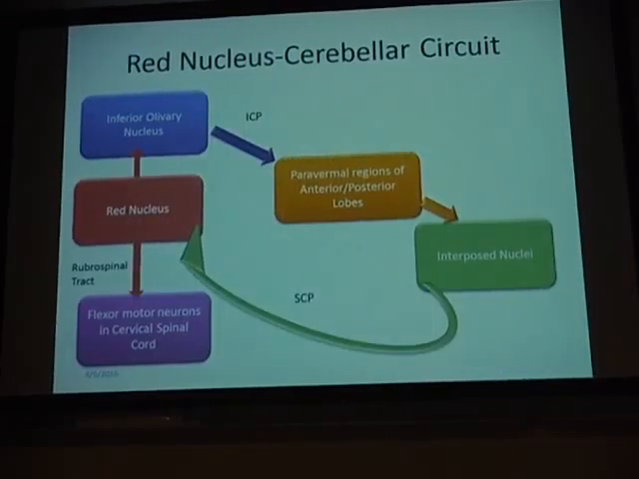So here it is. Sorry, this pathway starts at the red nucleus. That's my fault. The red nucleus projects to the inferior olivary nucleus. Information travels through the ICP to the paravermal regions of the anterior and posterior lobes, to the interposed nuclei, back to the red nucleus, down through the rubrospinal tract to primarily flexor motor neurons in the cervical spinal cord.